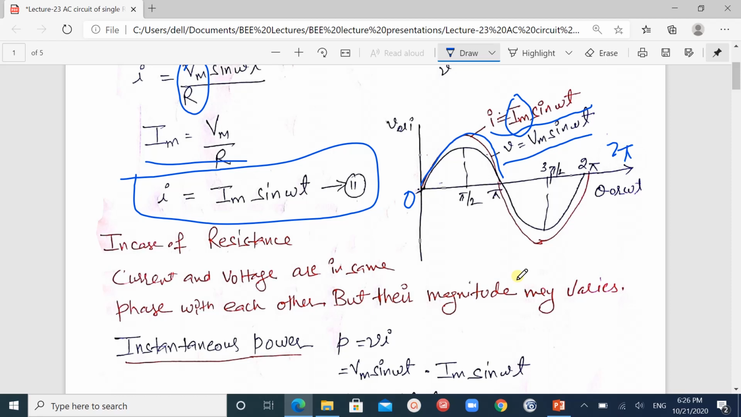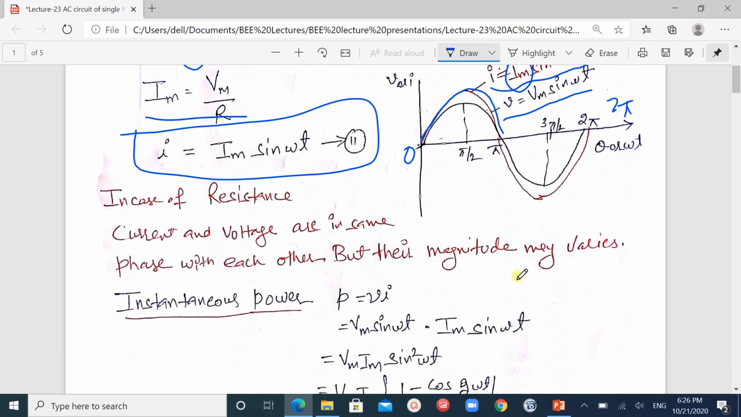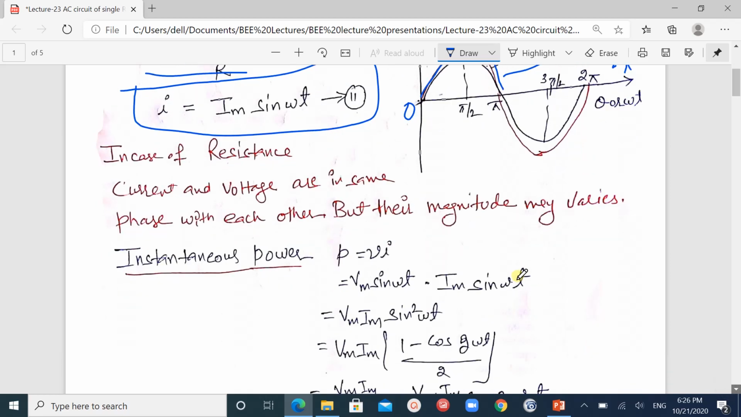So from this we can say that in the case of resistance, voltage and current are in phase with each other. This is very important to remember, that in the case of resistance, voltage and current both are in phase with each other. Now we find out the instantaneous power. Instantaneous power, P is equal to Vi.